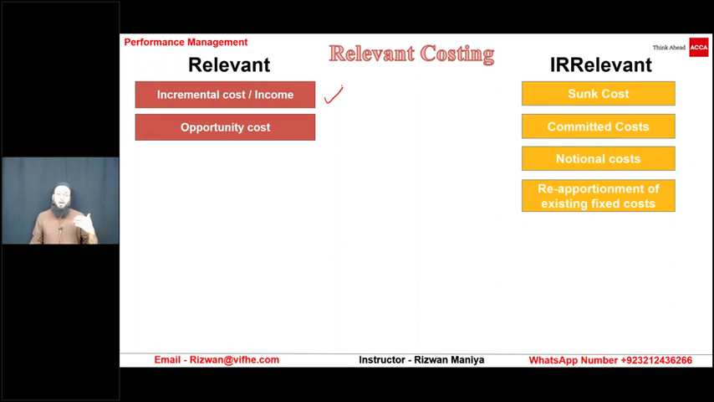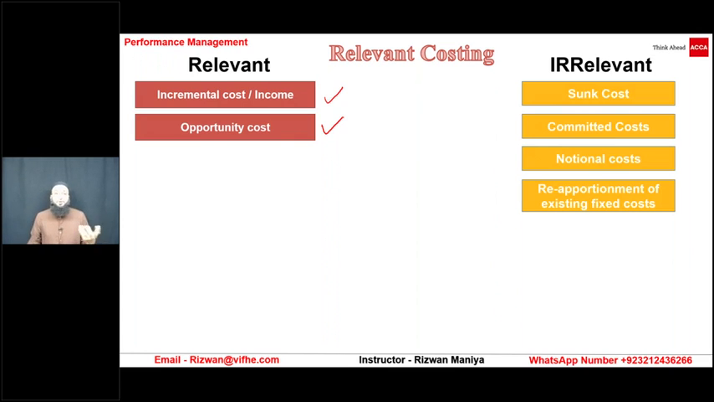Okay, so if you take a decision to open up a new factory or a new shop, the revenue that you will earn because of that new shop or new factory is known as incremental income. Now, for a cost to be relevant, it can be either incremental cost or incremental income. Second is opportunity cost: cost of the second best alternative foregone.